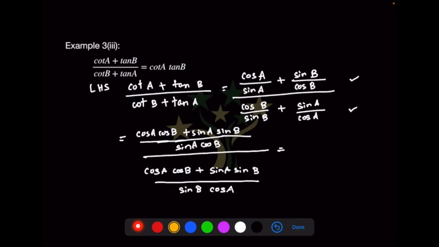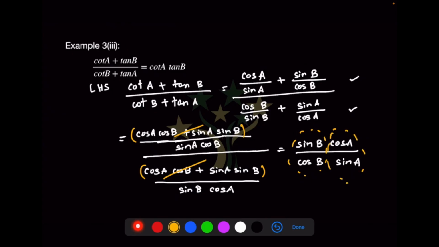So here, this term and this term are same. So we can cancel it out. And we have 1 by sin A cos B whole divided by 1 by sin B cos A. So what does it become? This goes to the numerator. That is sin B cos A whole divided by cos B sin A. These are the two terms that we get when we separate, and we are left with tan B cot A. We have reached our RHS.